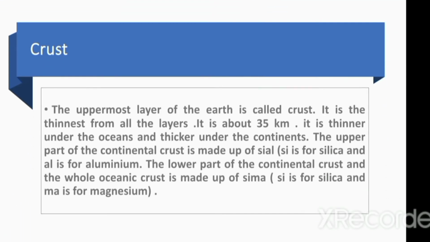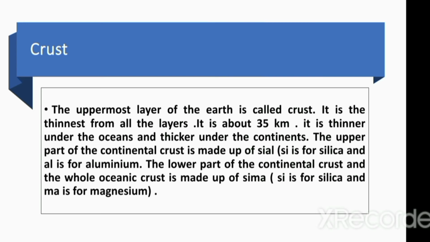Crust. The uppermost layer of the Earth is called the crust. It is the thinnest of all the layers, not too thick compared to the other layers. It is about 35 kilometers thick. You can imagine how thin that is. It is thinner under the oceans and thicker under the continents.